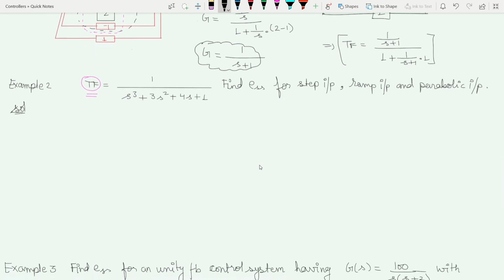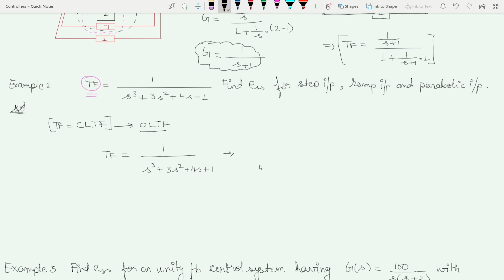Okay, so the next example is example number 2 over here. Its transfer function is given to us. Whenever they say transfer function, it is nothing but the closed loop transfer function. So when the CLTF is given, how will you find the open loop transfer function? For example, here the transfer function is 1 by s cube plus 3s square plus 4s plus 1.